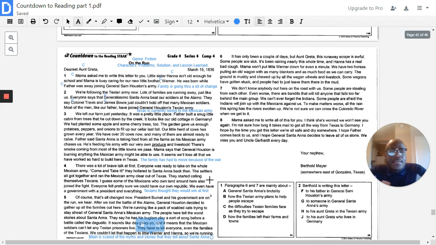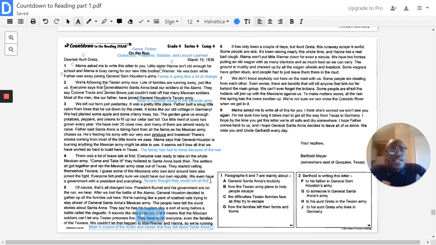It has only been a couple of days, but Aunt Greta, this runaway scrape is awful. Some people are sick. It's been raining nearly this whole time, and Hannah has a real bad cough. Mama won't put little Werner down for even a minute. We have two horses pulling an old wagon with as many blankets and as much food as we can carry. The ground is muddy and chewed up by all the wagon wheels and livestock. Some wagons have gotten stuck, and people have to just leave them there in the mud.